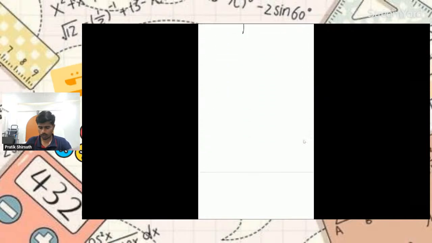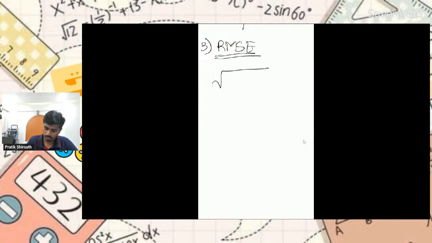I wanted to cover it, so I told you. The last, that is the third one, is root mean square error. Root mean square error is nothing but the square root of mean square error. This is nothing but summation i equals 1 to n, of yi minus yi cap, the whole squared, under the root. This is nothing but my RMSE.